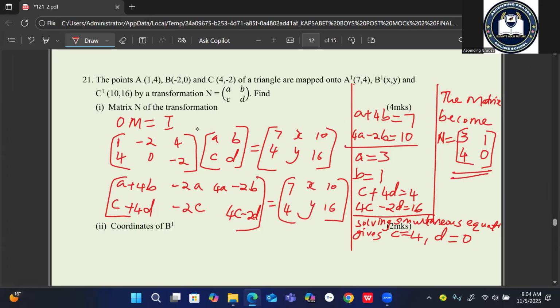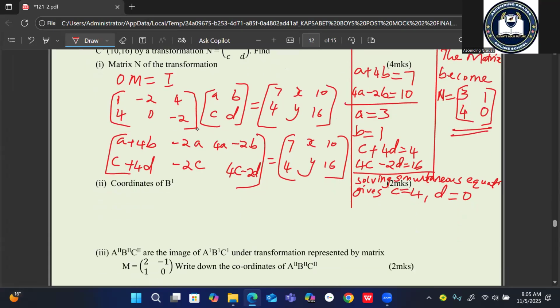So that is it. You have full 4 marks. So out of the 10 marks, you have already reaped your 4 marks, and you are remaining with 6. Let's get into the question and obtain the remaining 6.